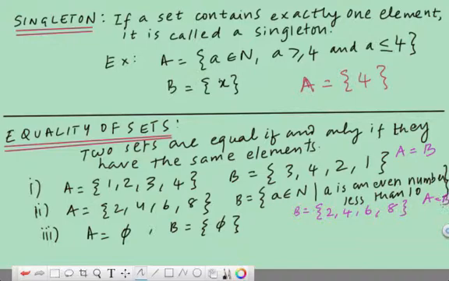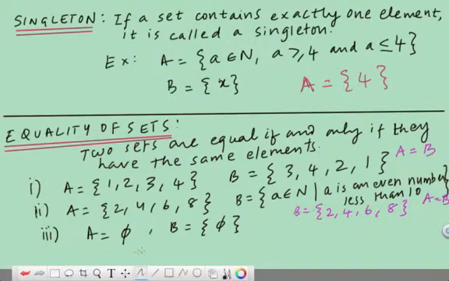The last example, A equal to {5}, which is... A is an empty set, and B equal to {phi}, there is a phi inside the braces. This is not the same as the empty set. This is a set which contains an element which is an empty set.